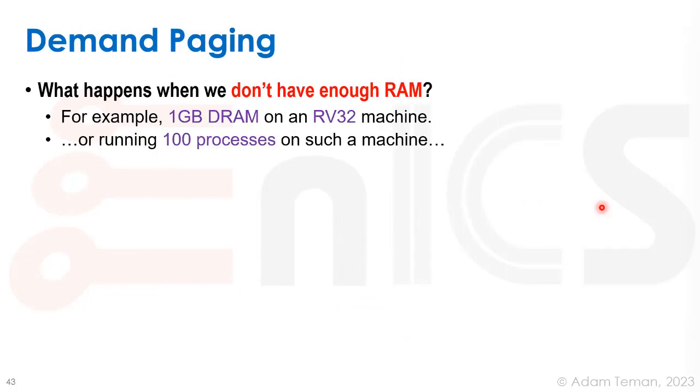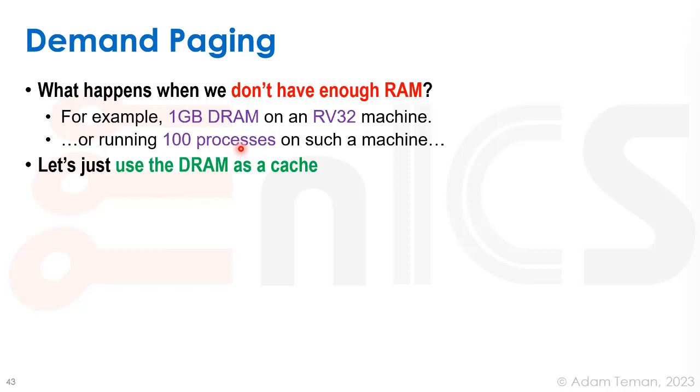This is known as demand paging. So what happens if we don't have enough RAM? Remember, we had a 1 gigabyte DRAM on an RV32 machine that had a 4 gigabyte address space. Or let's take a worst case where we had 100 processes, such as we saw were running on my computer, but we only have 1 gigabyte of DRAM. We don't have 400 gigabytes of DRAM, which we would need to run these processes.